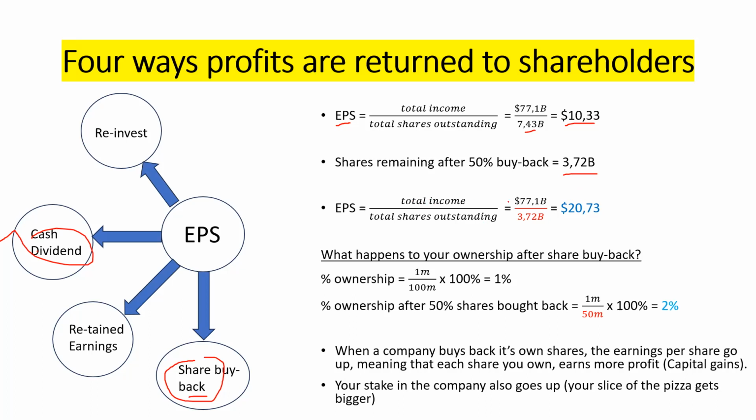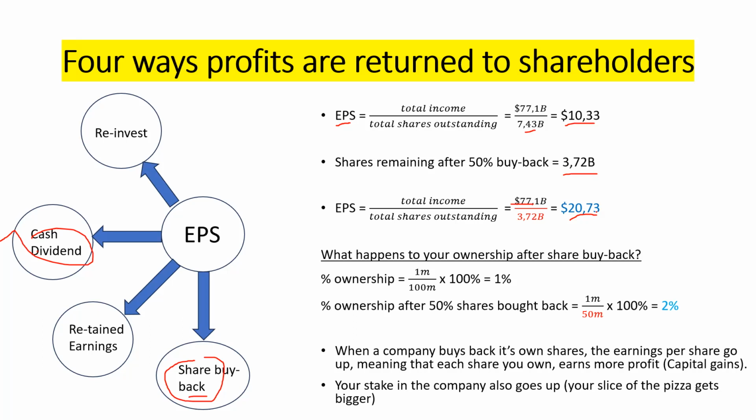We assume that the total income remains the same at 77.1 billion. We divide by 3.72 billion, we get $20.73 per share. So you see now effectively the earnings per share has doubled and your shares are now worth more. In other words, each share you own is now earning more money. This is called capital gains, and that is how we accumulate and compound our wealth as investors.